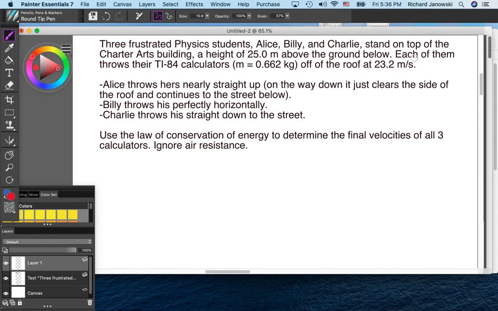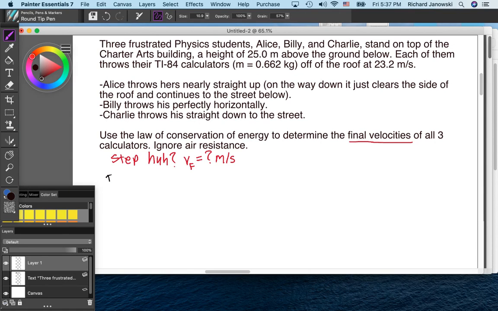So how are we going to do that? As usual, the first thing we've got to do, let me find my pointer, is step 0. What are we solving for? We're solving for the final velocities of all 3 calculators. So I'm going to write v final equals question mark, and the units for v are meters per second. So now we do step 1.